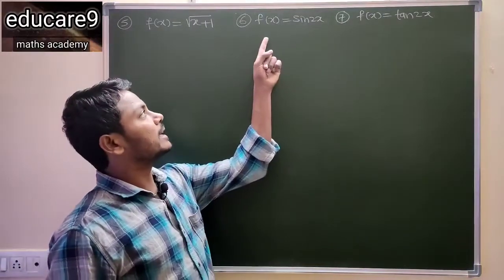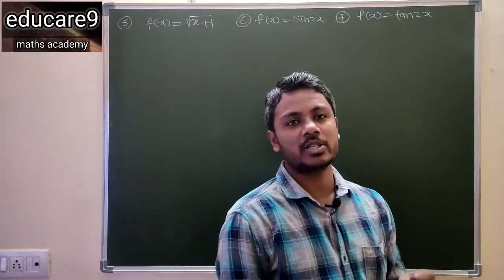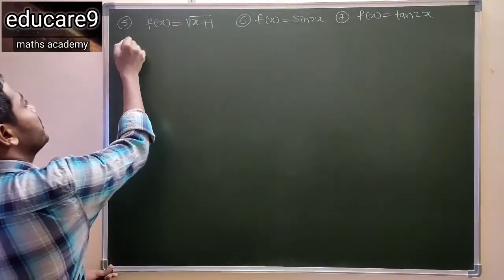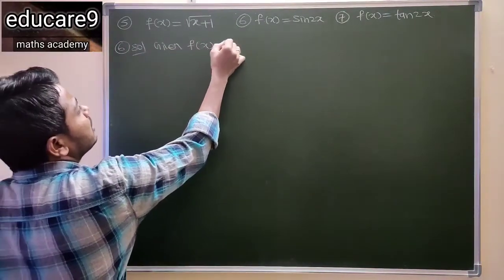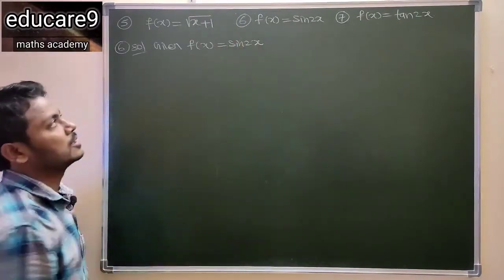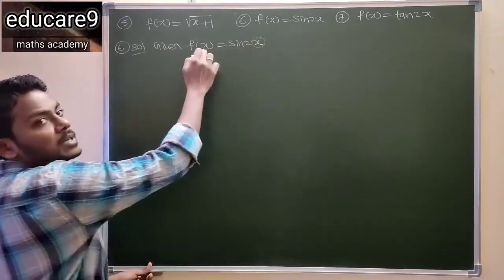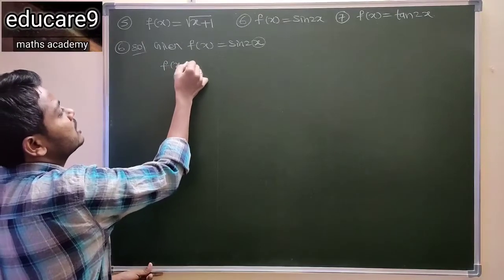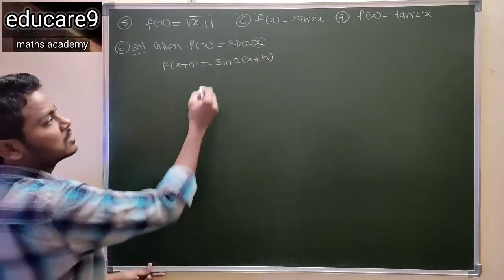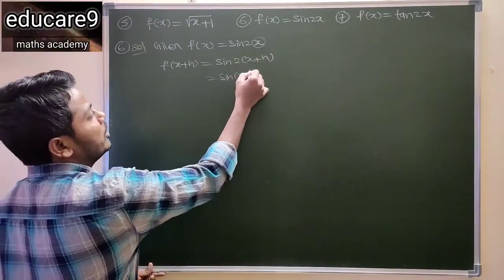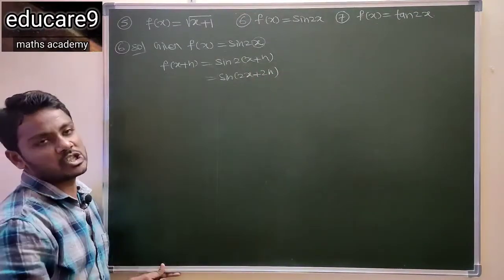So next, see the sixth one, given function is sin 2x. So find the derivative of this function by using first principle. So see here, sixth solution. Given f of x is equals to what? Sin 2x. Now replace x by x plus h. So write in place of x, x plus h. So f of x plus h is equals to what? Sin 2 of x plus h. So this is sin of 2x plus 2h. So this is the f of x plus h value.